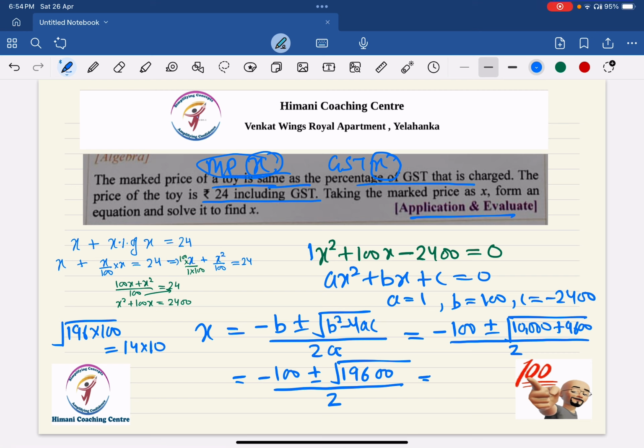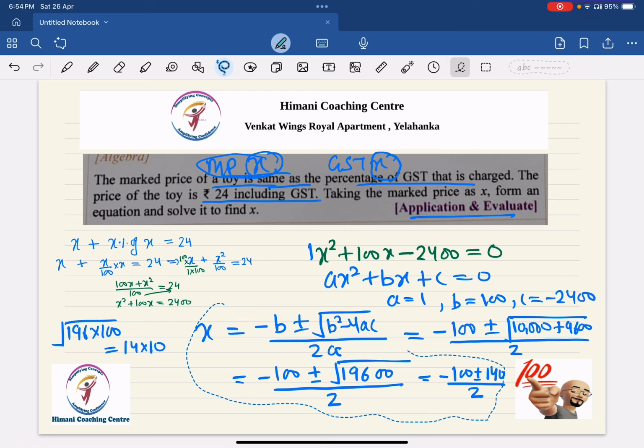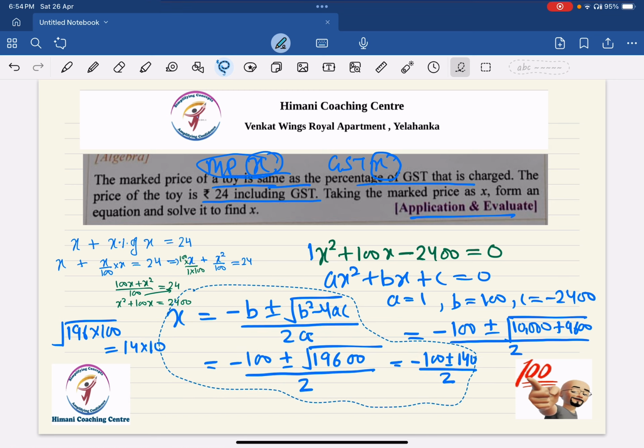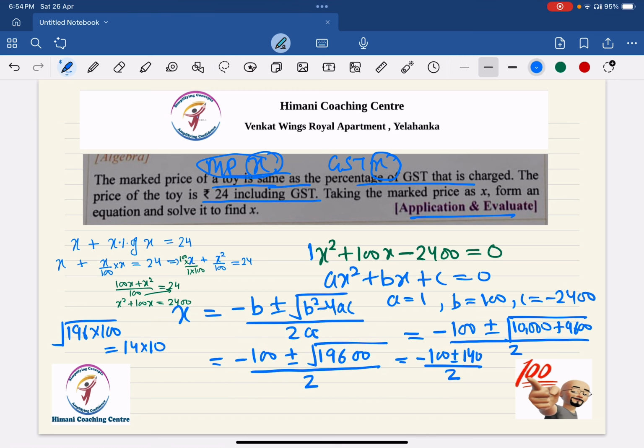Okay. So now I am getting minus 100 plus minus 140 by 2. Now what does that mean? It means there are two values of x. Okay. Now let us quickly solve that. I will use a different color. So one of the values is minus 100 plus 140 by 2, which will give us 40 by 2, or x is 20 rupees. Okay.